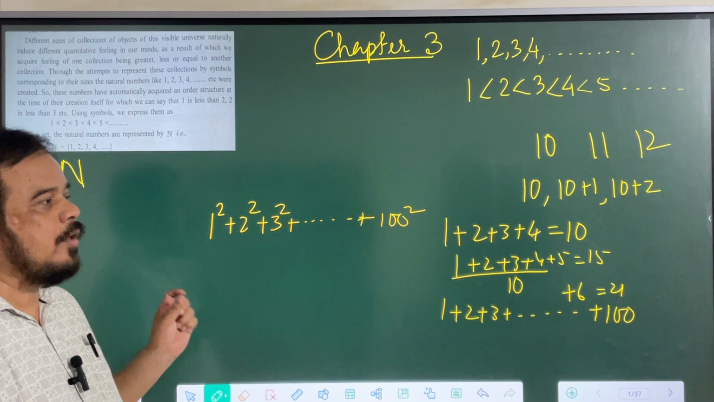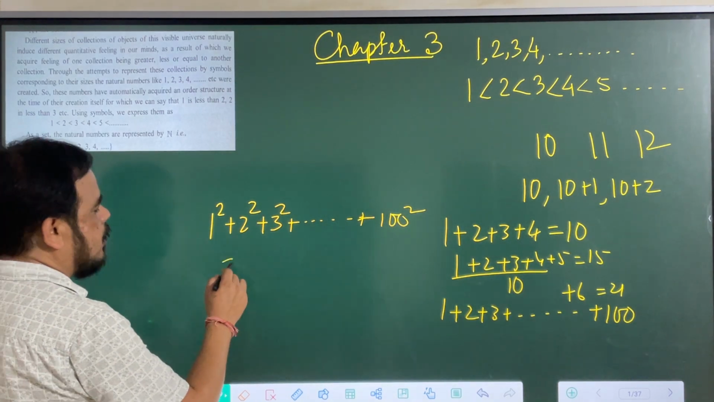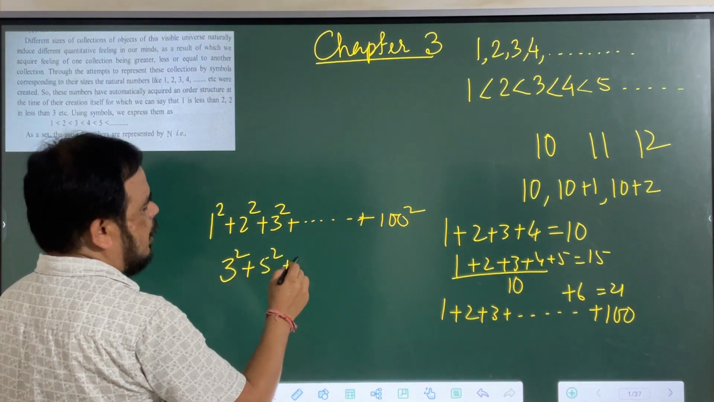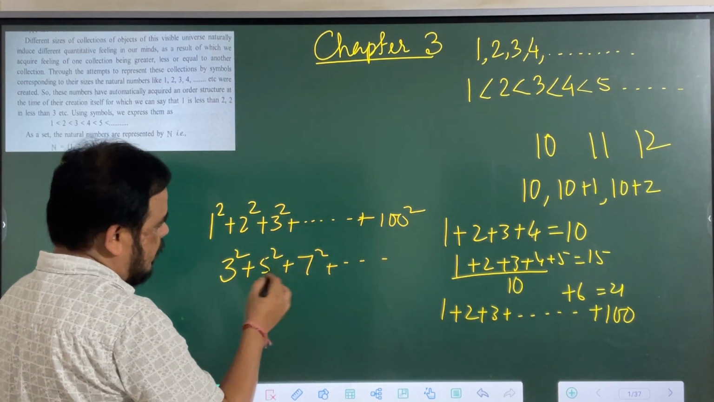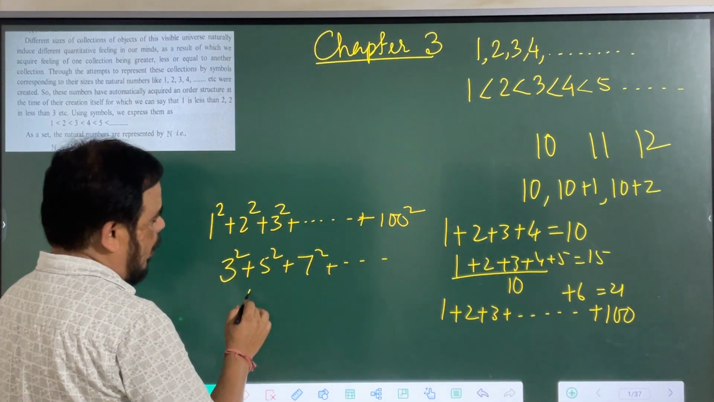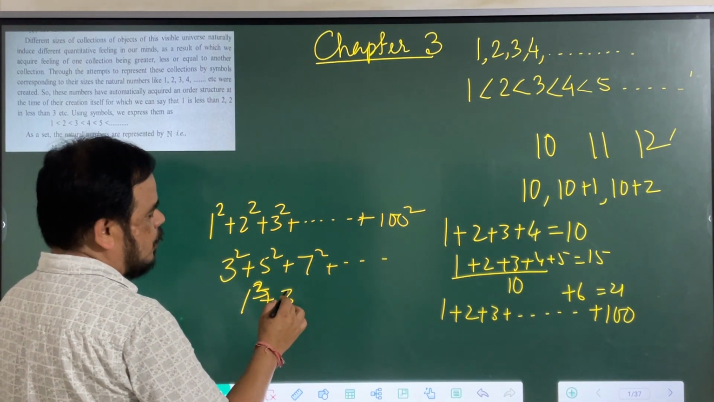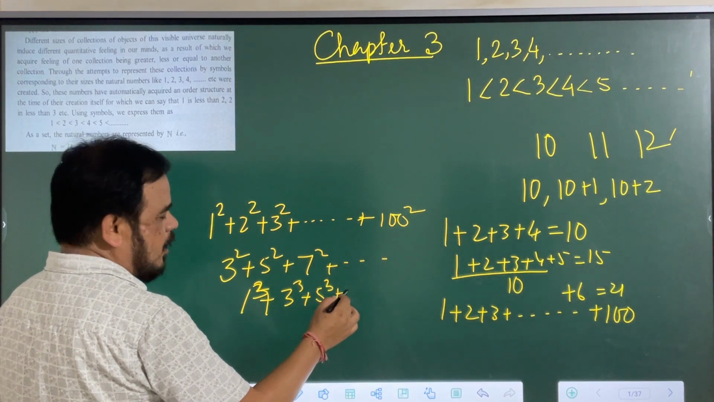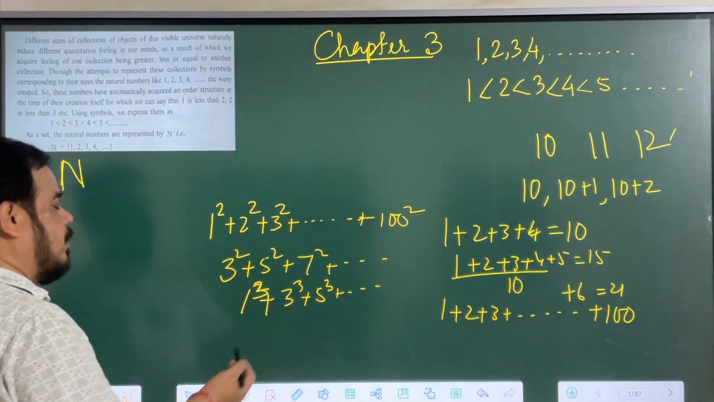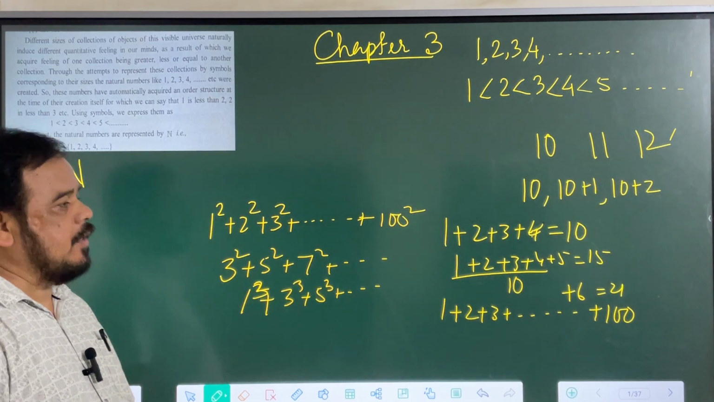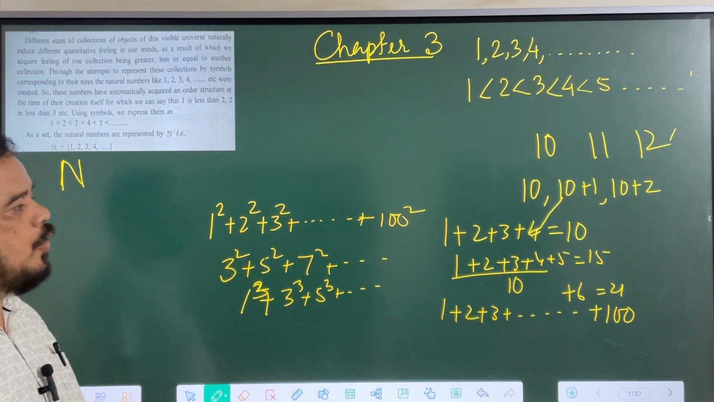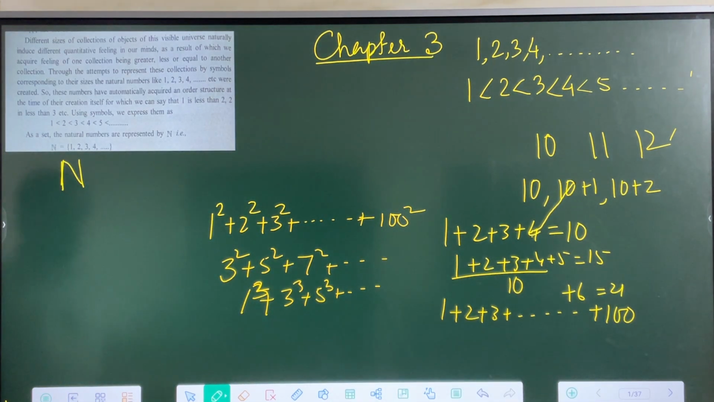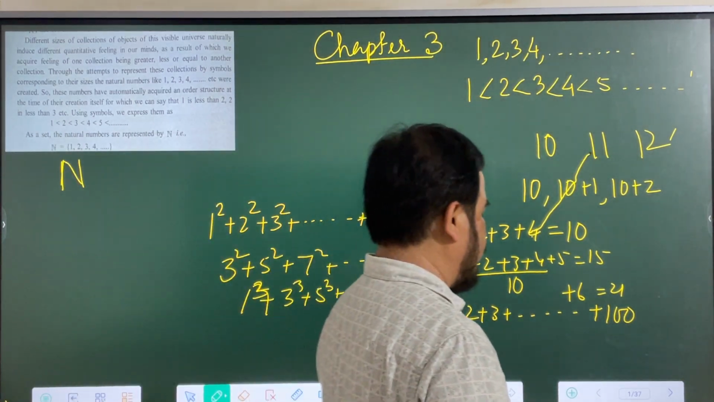Especially remember the word natural number. Suppose it is 3 square plus 5 square plus 7 square. This is a style of natural numbers: 3 plus 2 is 5, 5 plus 2 is 7, this way. Or 1 cube plus 3 cube plus 5 cube. So these are some ways of writing natural numbers. How to add this type of natural numbers is what we are going to learn here. We are going to learn this type of addition of different types of natural numbers.